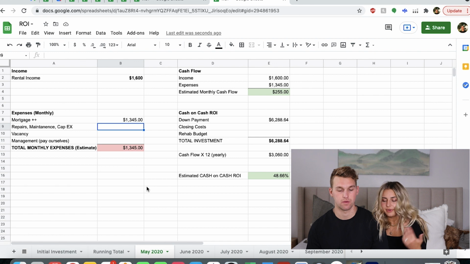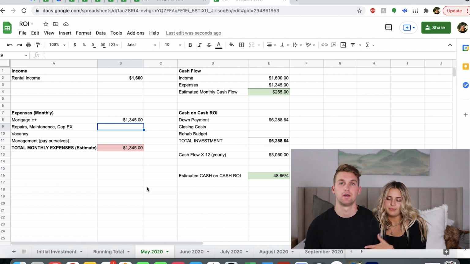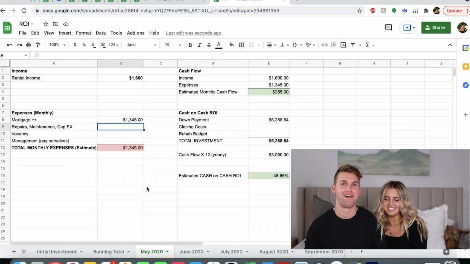So what we do is we go through every single month and if we had to pay anything for repairs and maintenance or if we had any vacancies and we were missing out on rent, then we would go ahead and throw them in the expenses. This is the first month we had this rental property.